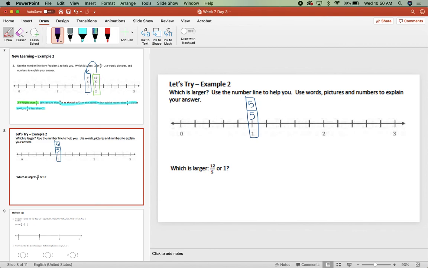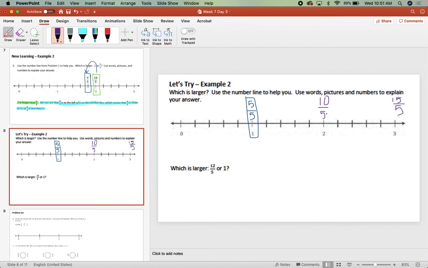If you remember from our other videos, we could count by 5s to figure out our next whole number. I'm going to do that. 5, 10. 10/5 is 2 wholes. So I know that 12/5 is going to be above 2. If I count by 5s again to get my next whole, that would be 15/5. So I know that 12/5 is going to be somewhere between 2 and 3.